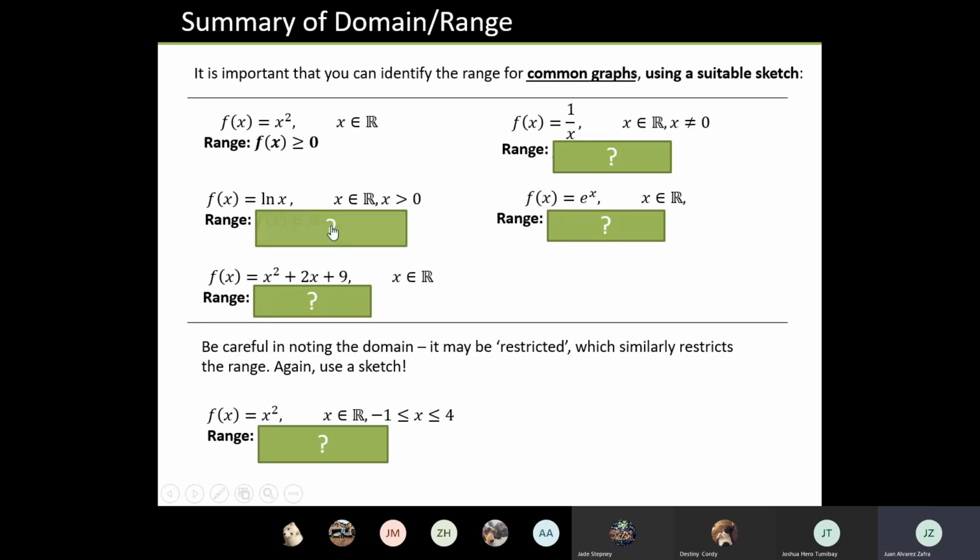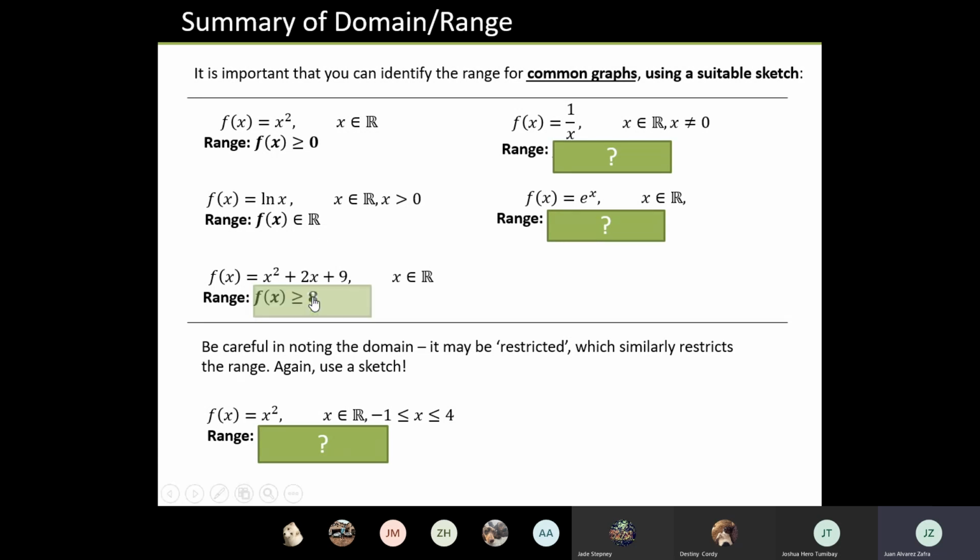What about ln of x? Well, ln of x, when x is greater than 0, actually gives you the whole of the real number line, because it's asymptotic to the y-axis, and if you put in values greater than 0, you will get output all real values. Have a look at the graph or try it on Desmos. You should be able to see it.